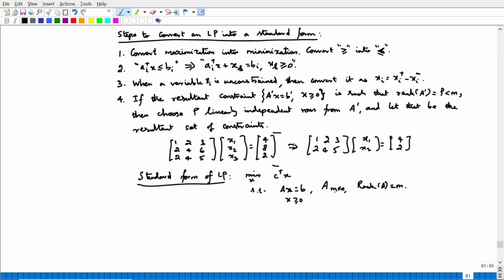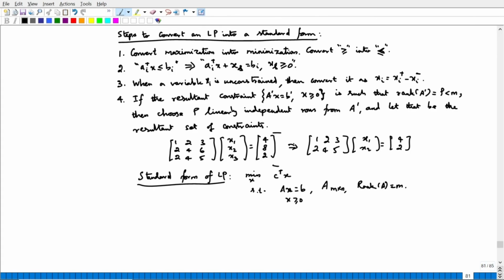Now note that you have an m cross n matrix and the rank is m. We know that the rank is less than or equal to the number of rows as well as the number of columns, right. So if it is equal to m, then it is certainly less than or equal to n. What this means is that the number of rows is less than or equal to the number of columns, only then this can happen. If it is greater, certainly the rank of A is not m. So, keep that in mind.